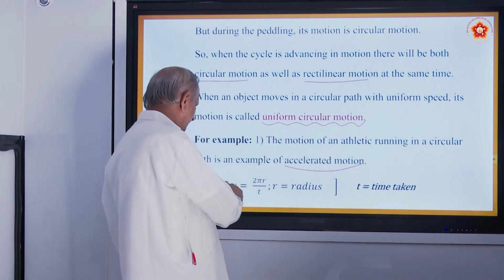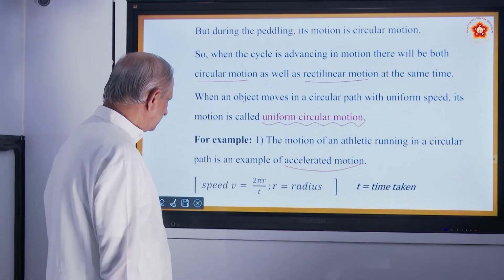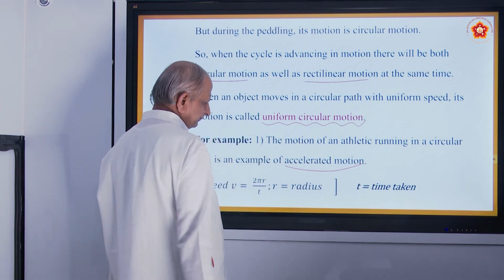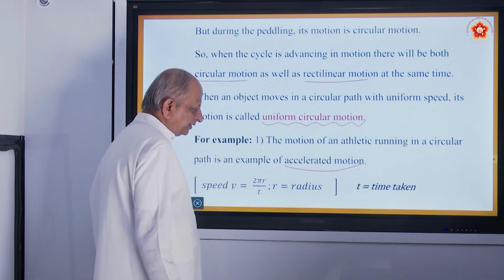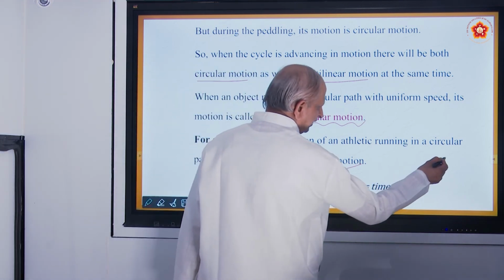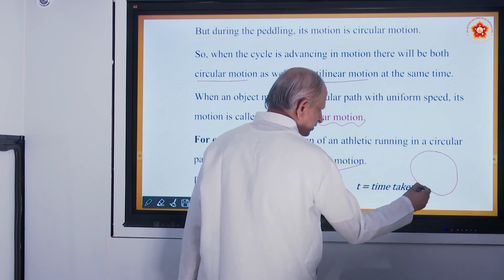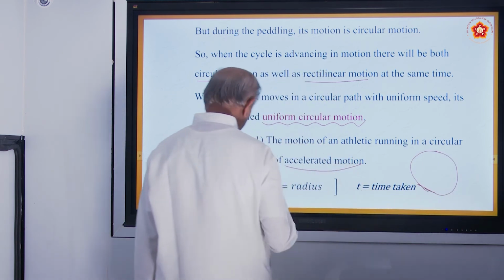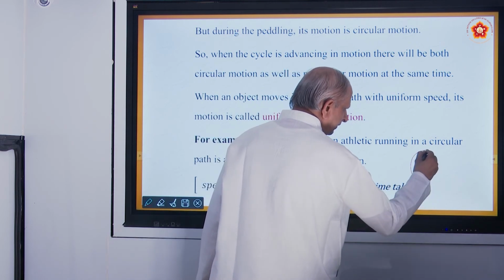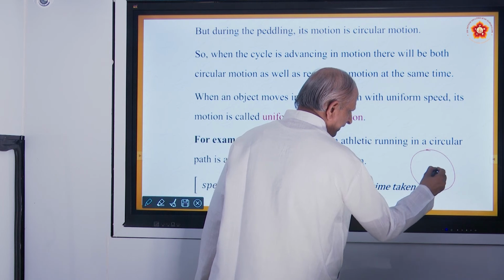So here the formula V, speed of the athlete or an object, will be given by the formula 2 pi r by t. How do you get 2 pi r? That is the circumference. So distance travelled will be equal to the circumference of the circle. The circumference of the circle is given by the formula 2 pi r or pi d.